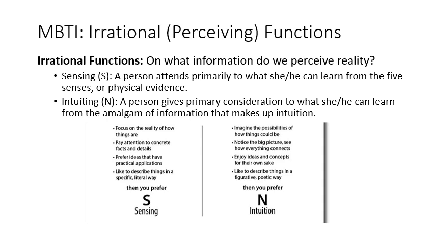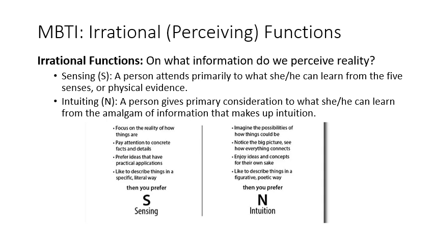So here again, the sensing types focus on the reality of how things are, paying attention to concrete facts. They prefer ideas that have practical applications. They don't like to get off into abstract thinking, and they like to describe things very specifically and literally.